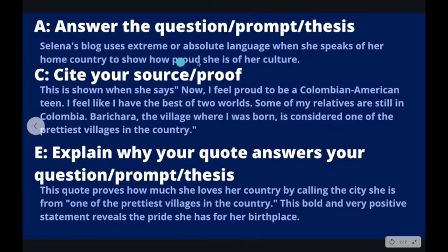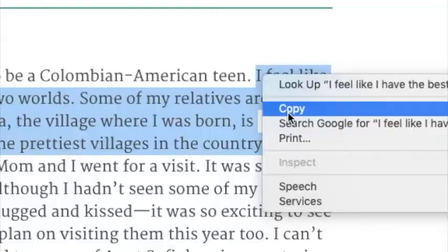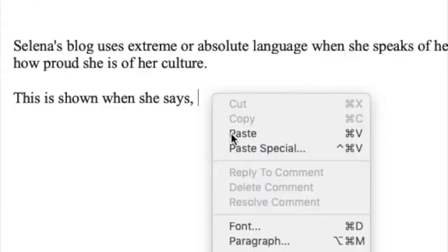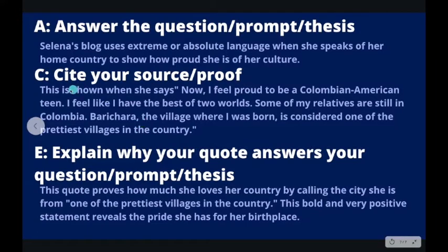Let's go to C for cite. Again, this is a copy and paste kind of job, right? This is shown when she says, "Now I feel proud to be a Colombian American teen. I feel that like I have the best of two worlds. Some of my relatives are still in Colombia. Barichara, the village where I was born, is considered one of the prettiest villages in the country." So if you notice, these two quotation marks let you guys know that this is not my words. This comes from the text. This part I copied straight. Nothing was changed. Okay? I let you know that it was not my words by saying this is shown.